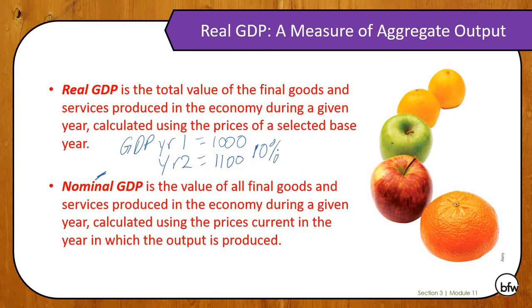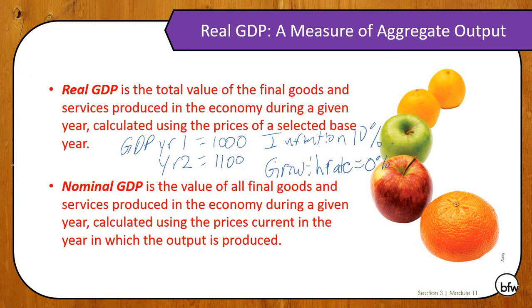However, what if I told you that we had inflation of 10% from year 1 to year 2? Well, if that were the case, then the actual growth rate, if we were to eliminate the impact of inflation, would actually be 0%. It would be the exact same thing. Just everything was more expensive, so it looks like GDP grew by 10%.